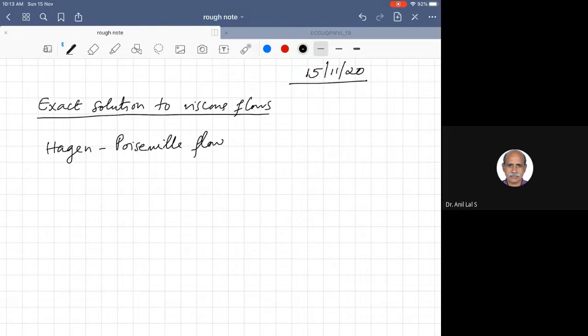Hagen-Poiseuille flow is the developed flow in a circular pipe.